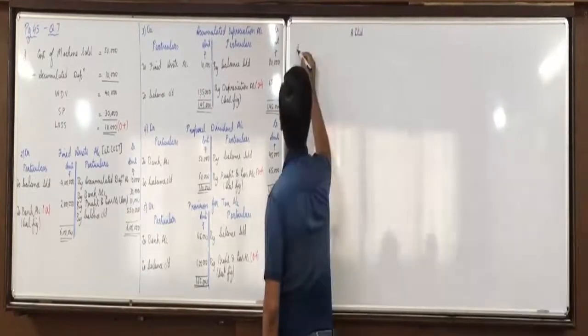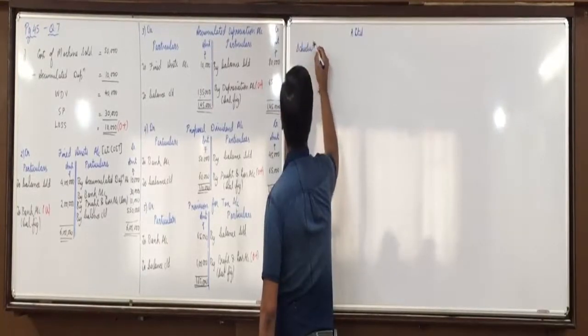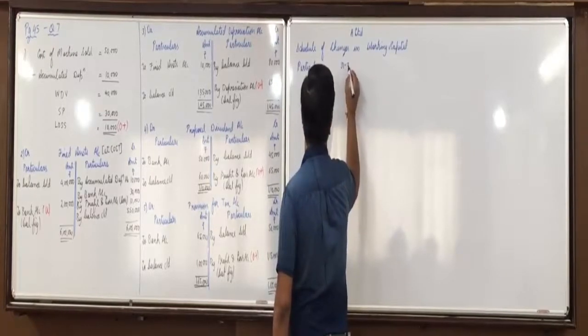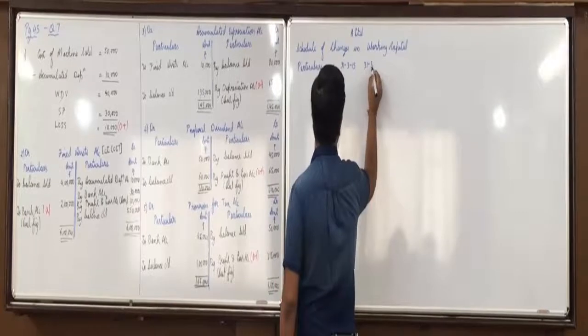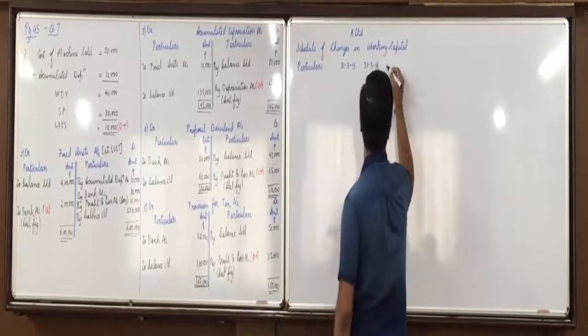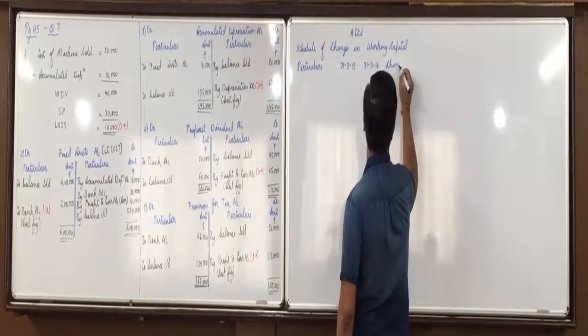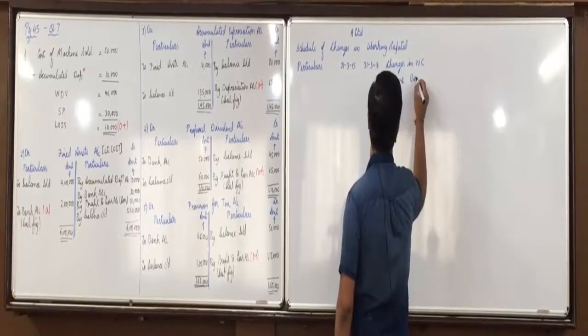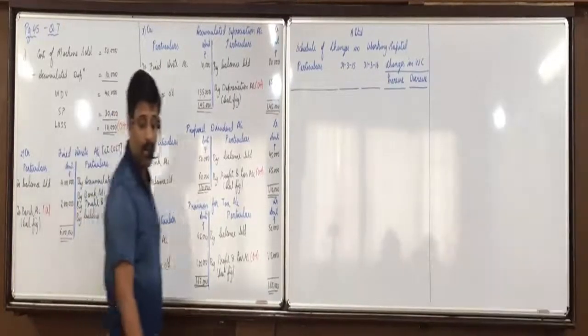So now we'll make step one, schedule of changes in working capital, A Limited. What are the columns? Particulars, 31.3.15, 31.3.16. Changes in working capital, in that two sub-columns, increase and decrease. Make the columns, everyone.